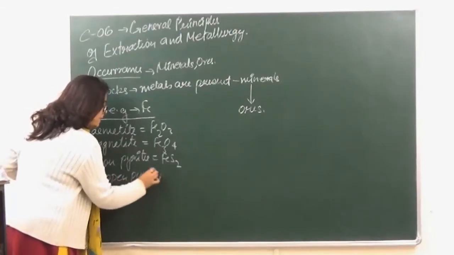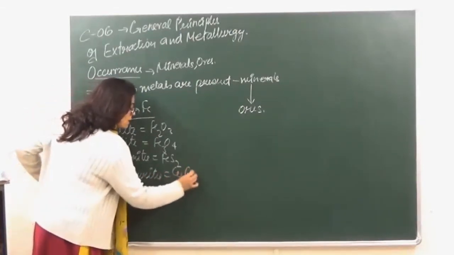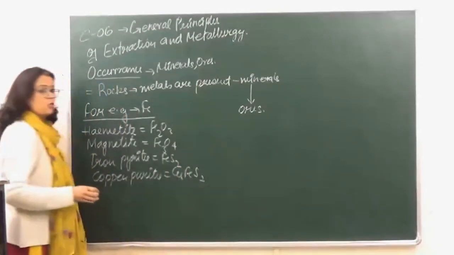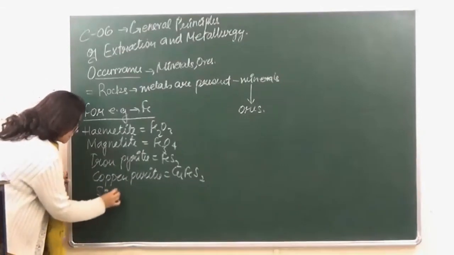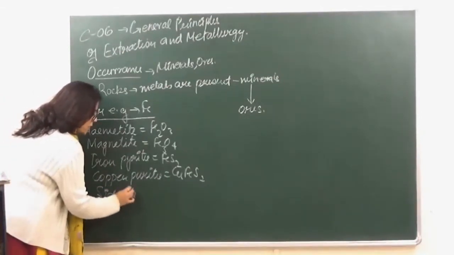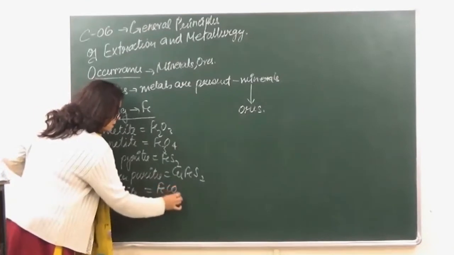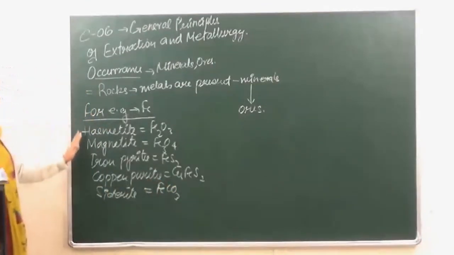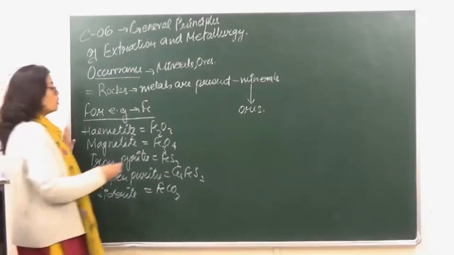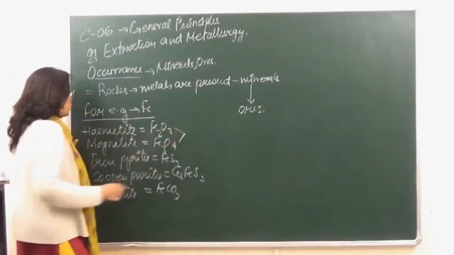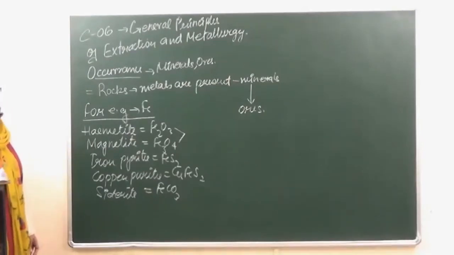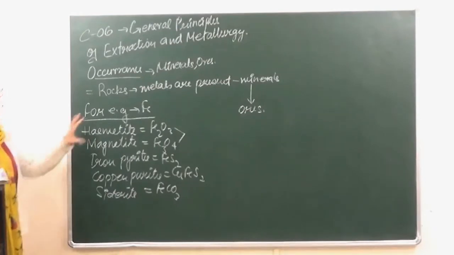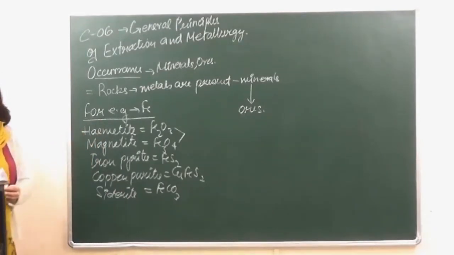copper pyrites, which is CuFeS2, ठीक है? और फिर उसके बाद we have siderite, which is FeCO3. Now these are all minerals of iron, but the ores of iron are only the first two, hematite and magnetite, from which we can extract the metal. ठीक है? So this is what is the difference between minerals and ores.